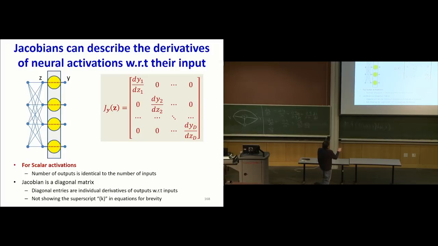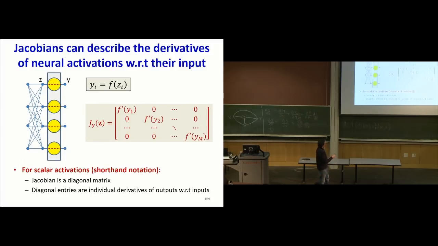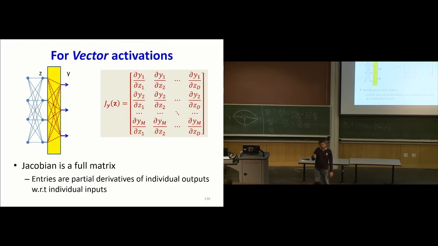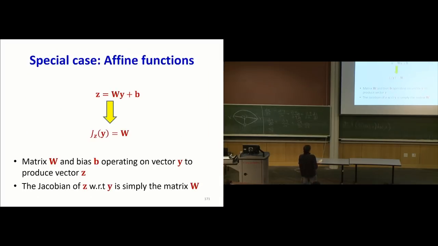So if my activations are scalar activations, you'll find that the Jacobian is simply a diagonal matrix, where the diagonal terms are just the derivatives of these individual activations. If my activation is a vector activation, this Jacobian is going to be a full matrix with lots of partials. Again, look at the slides.